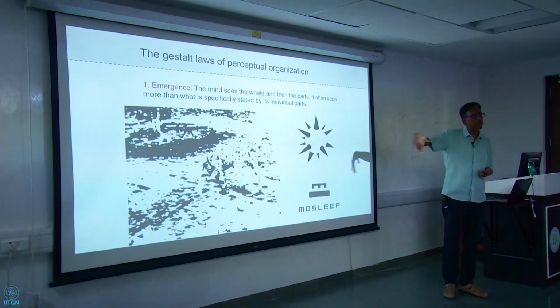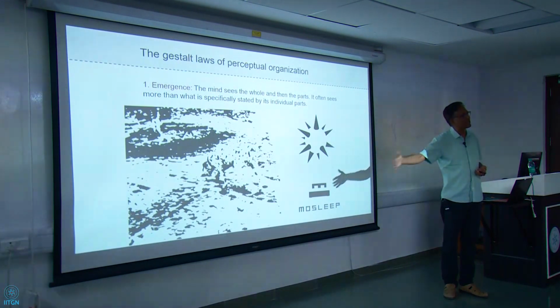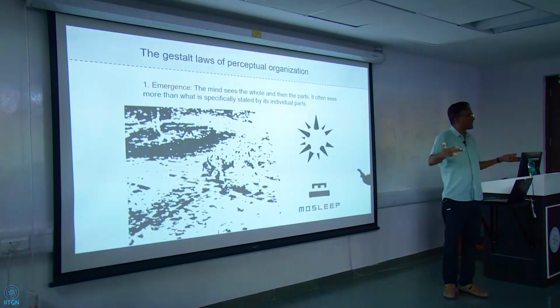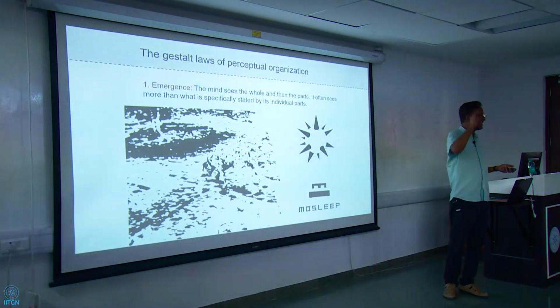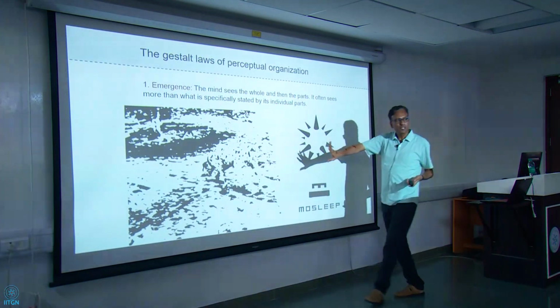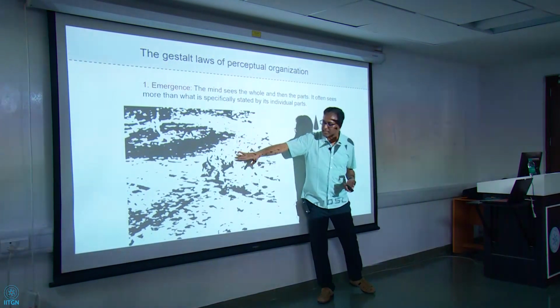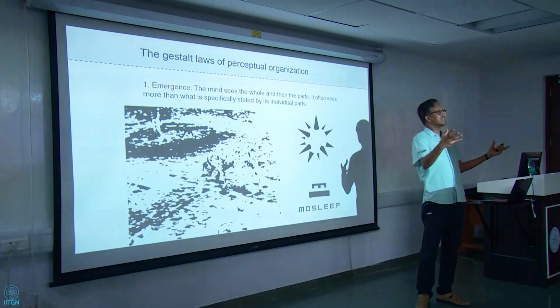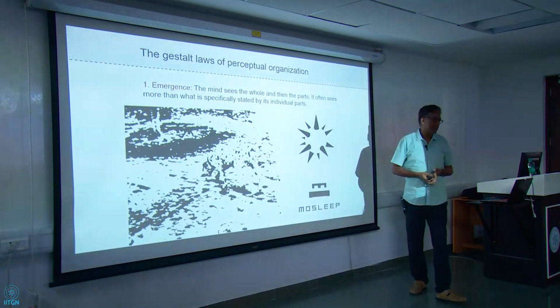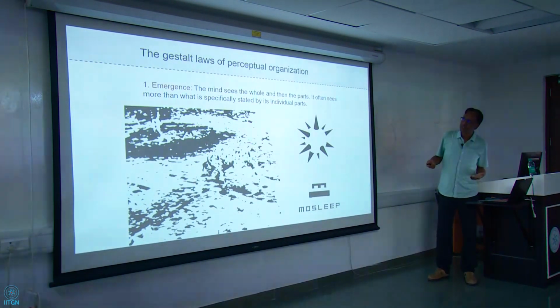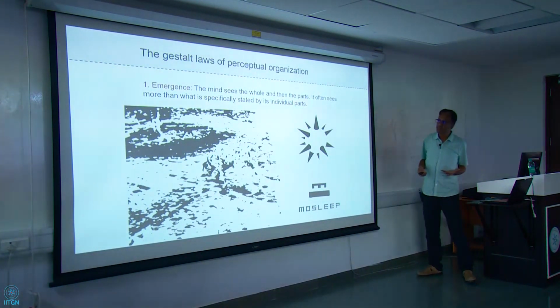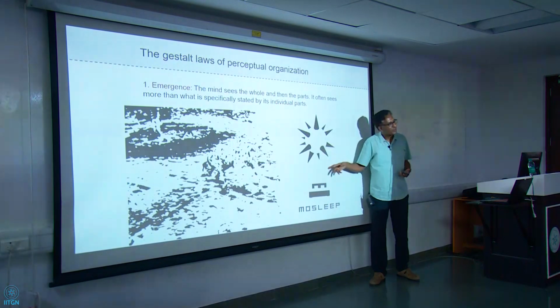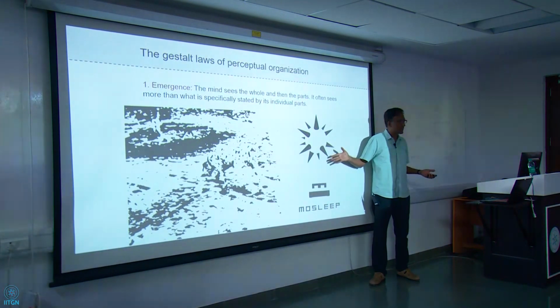Okay, for those of you seeing this for the first time, you don't see it at all in the beginning, but once you see it, you cannot not see it. Right? You cannot unsee this at all, right? And it kind of remains. So this is an amazing ability of our eyes to be able to glue together these random splotches and then create this non-existent dog out of nowhere, right? And so that is, the mind sees the whole, then the parts, and often sees more than what is specifically stated by individual parts.